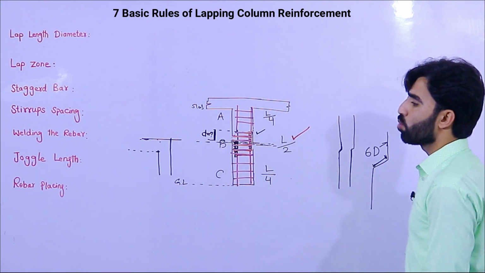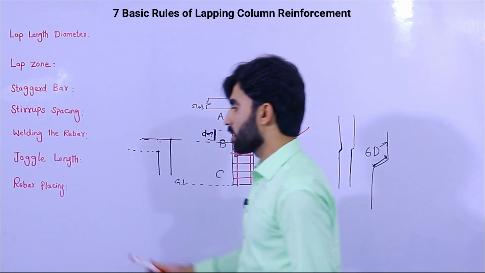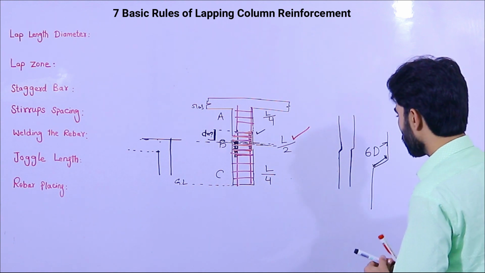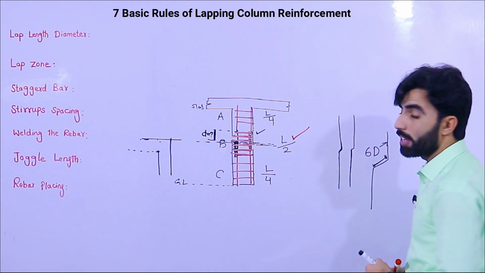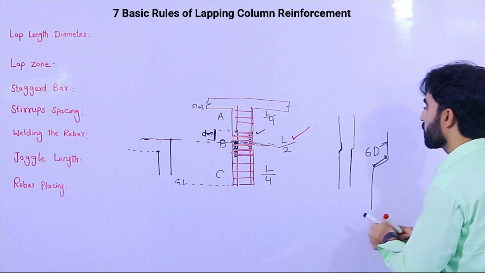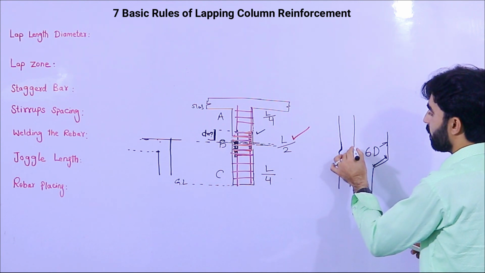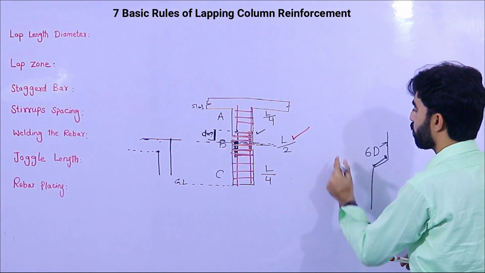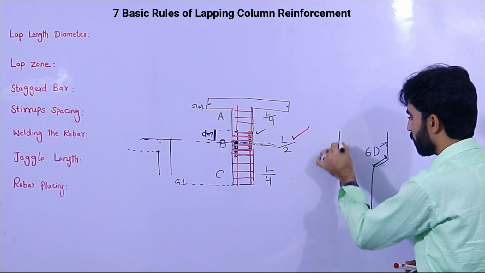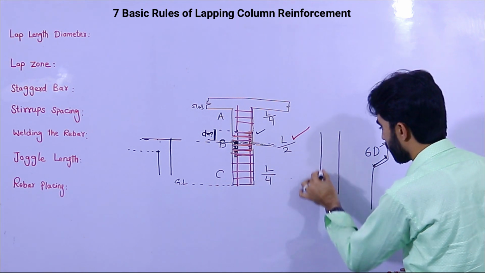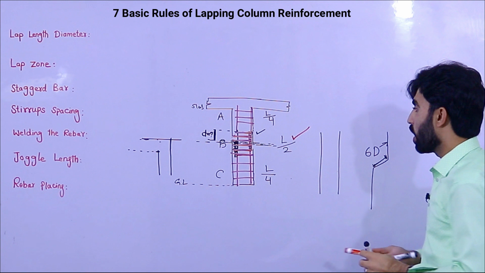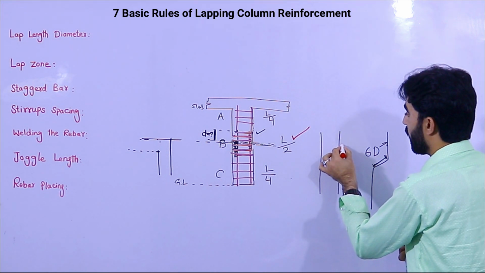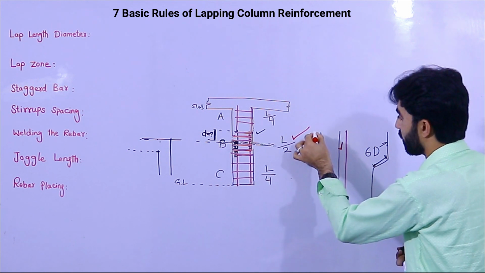Now guys, the last one is rebar placing. Rebar placing means, as you know, concrete cover is very important for an RCC column. So in that case, the other steel rod should be like this. For example, this is one steel rod, this is the other steel rod. Now I need to provide the lapping length. The other steel rod should not be overlapped on this side, because at this side we have concrete cover, as you can see.